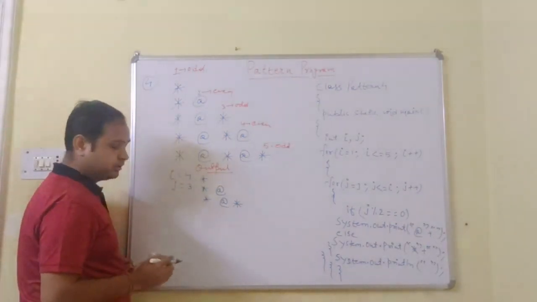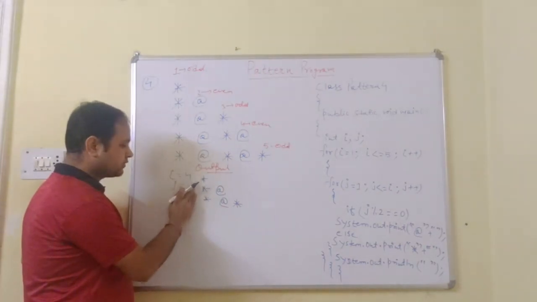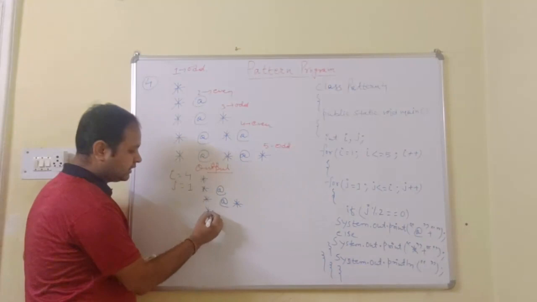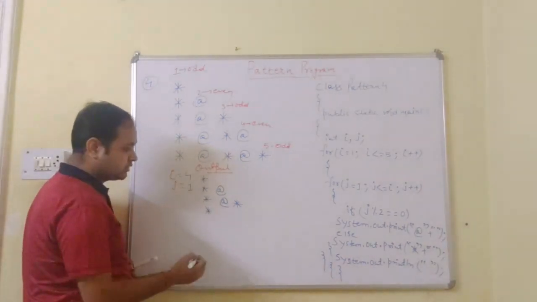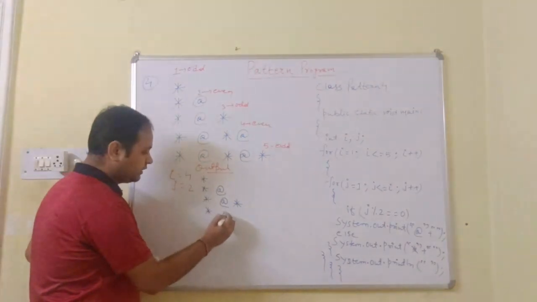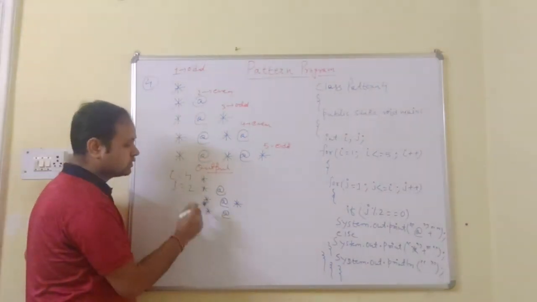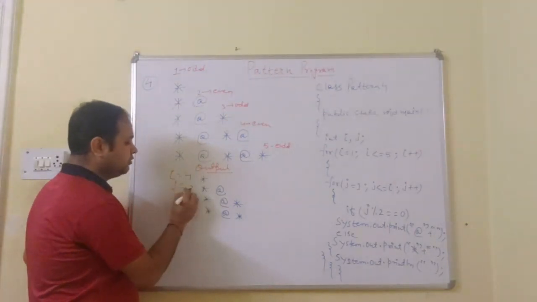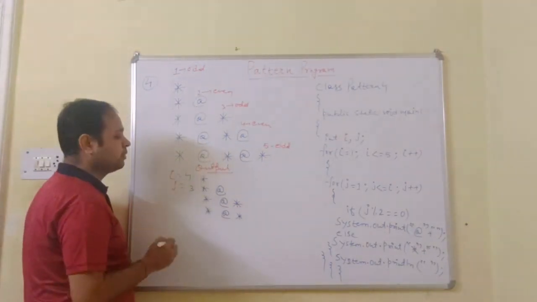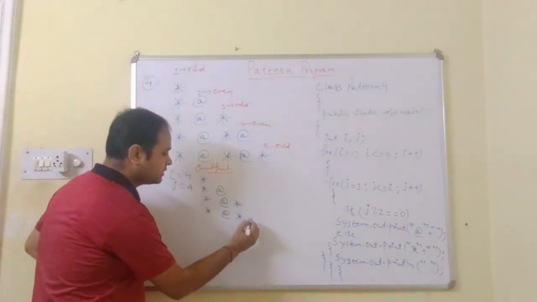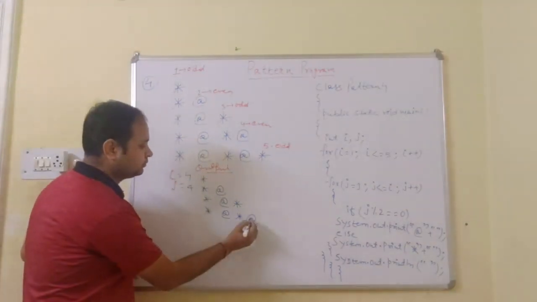i becomes 4, and j again starts from 1. So first it prints star, because 1 modulus 2 is not equal to 0. Then the j value goes to 2, so it prints @, because 2 modulus 2 is equal to 0. Then at the third position it prints star, because 3 modulus 2 is not equal to 0. And then at the fourth position it again prints @.